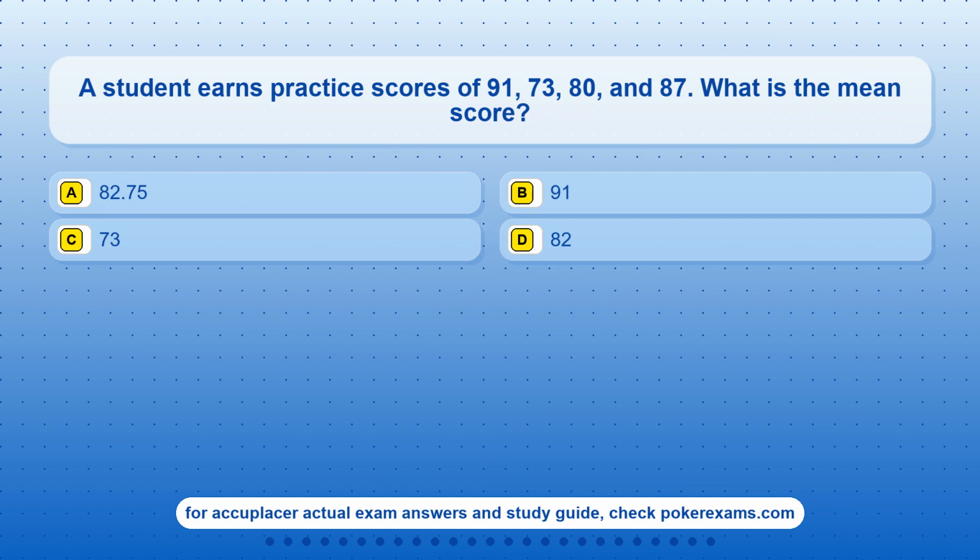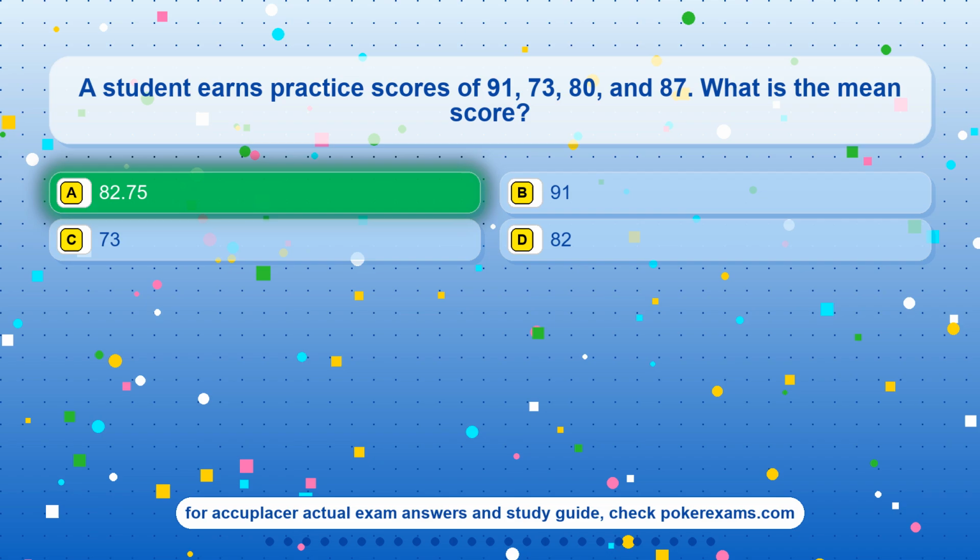Question 21. A student earns practice scores of 91, 73, 80, and 87. What is the mean score? Option A, 82.75. Option B, 91. Option C, 73. Option D, 82.